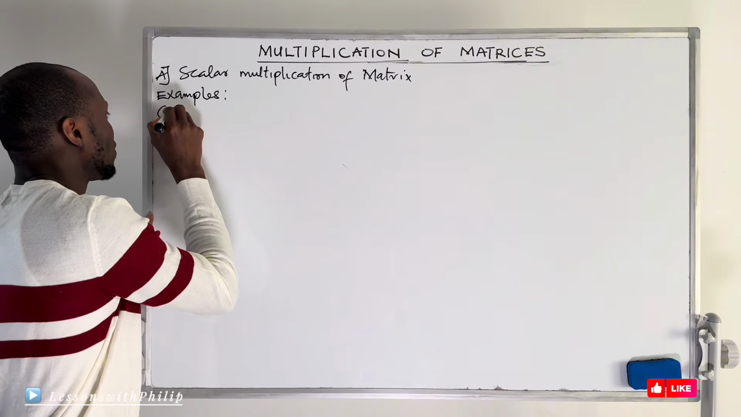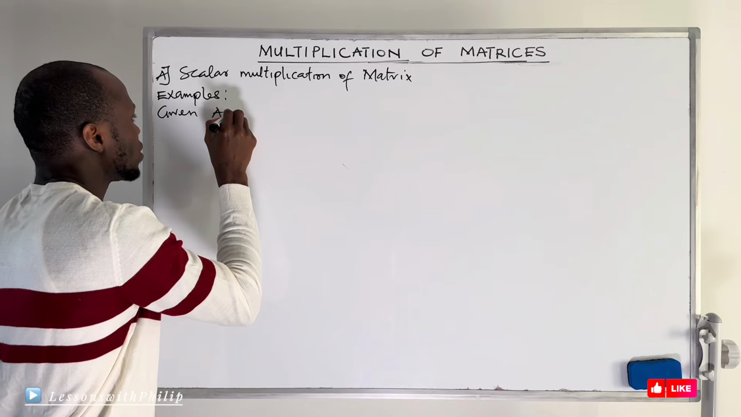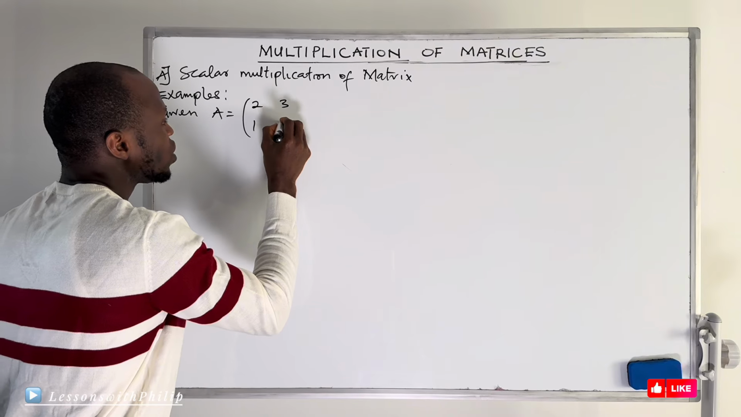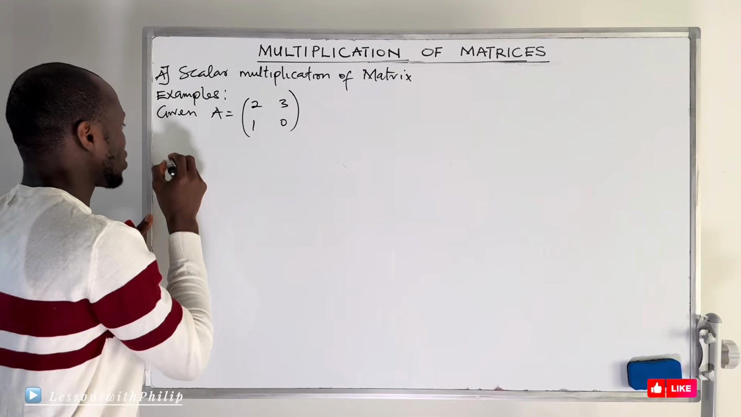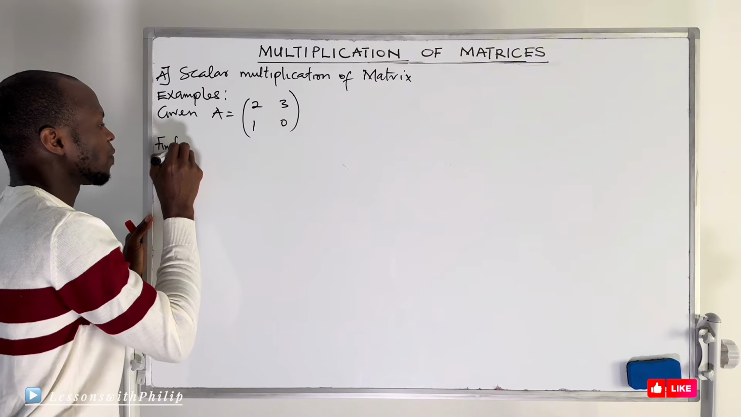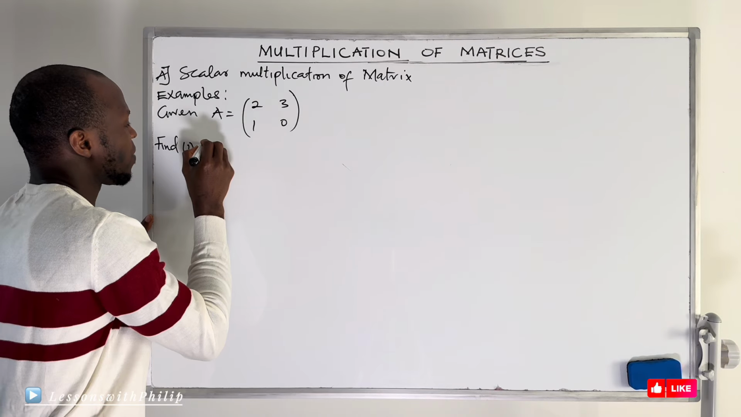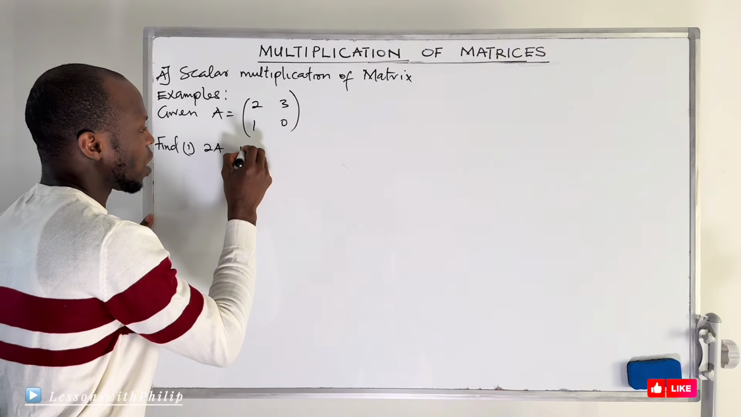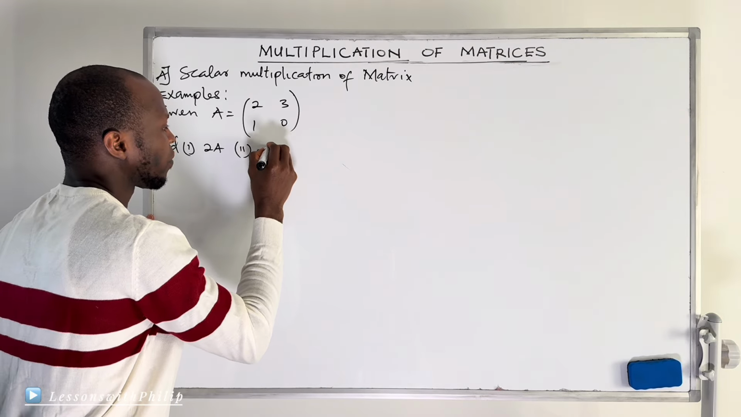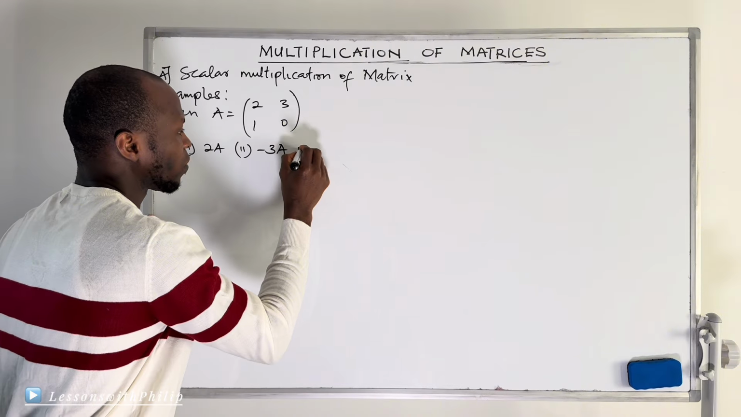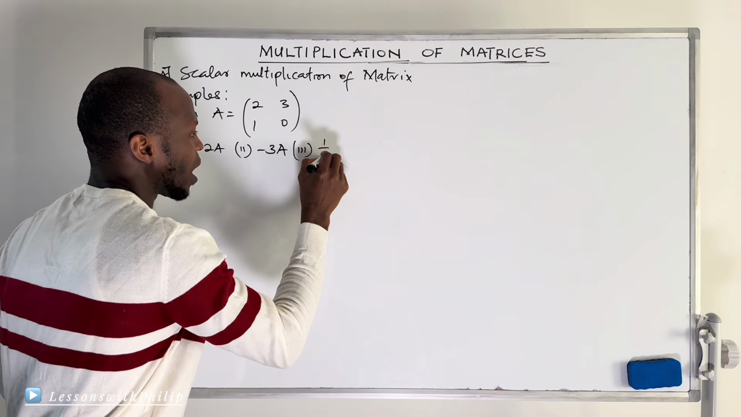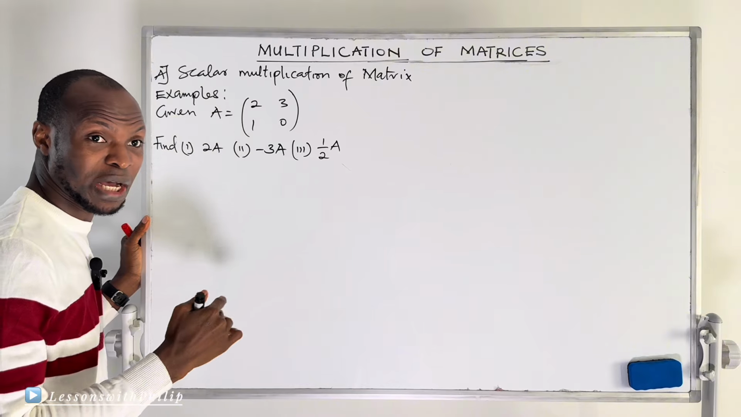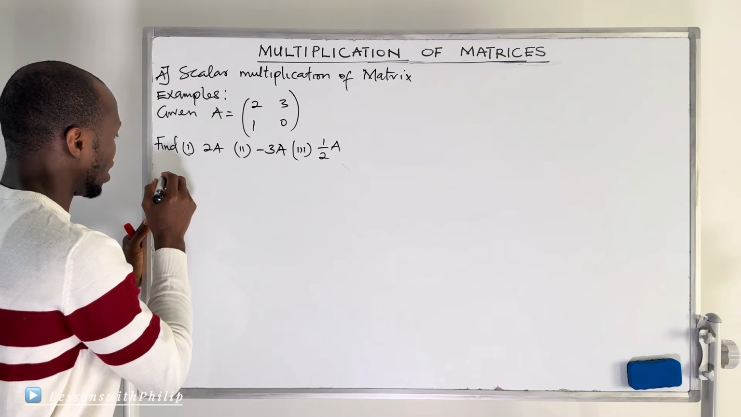Okay, assuming we are given matrix A to be equal to 2, 3, 1, 0, and you have to find, number 1, let's say you have to find 2A. Number 2, you have to find minus 3A, and number 3, you have to find half multiplied by matrix A. Your scalar can be any number, can be an integer, a fraction, or a decimal. Okay? Now, solution.